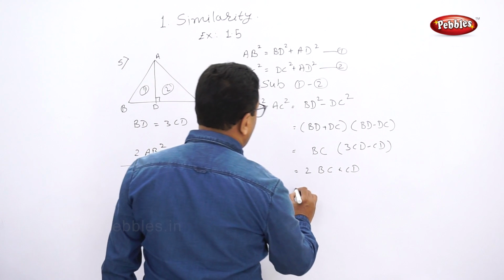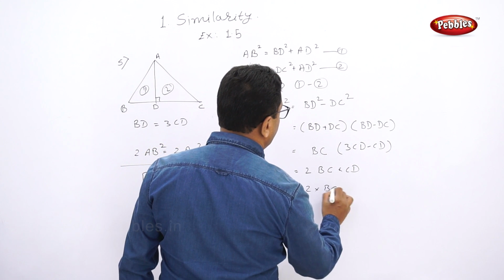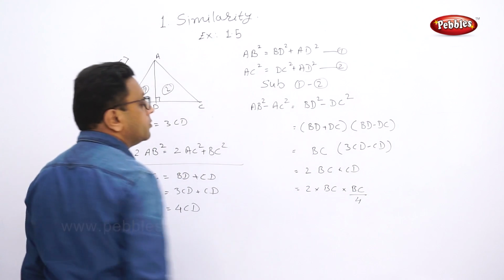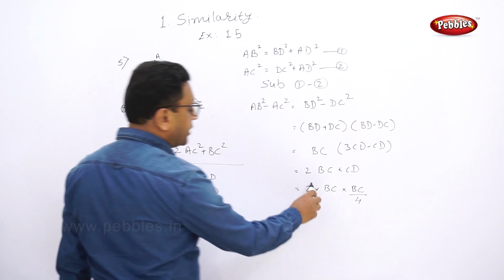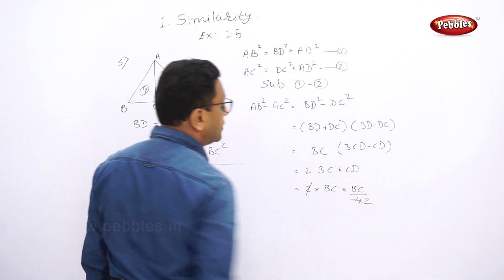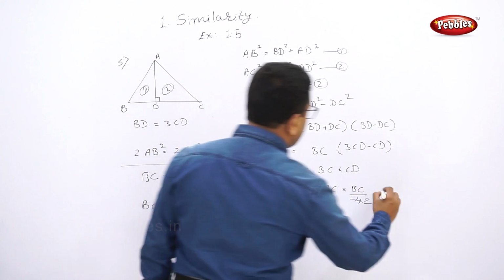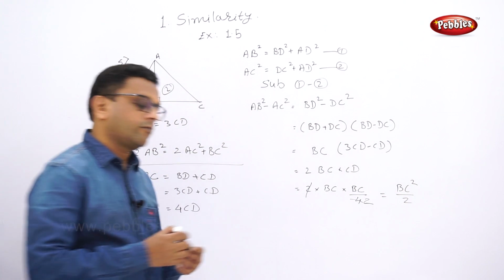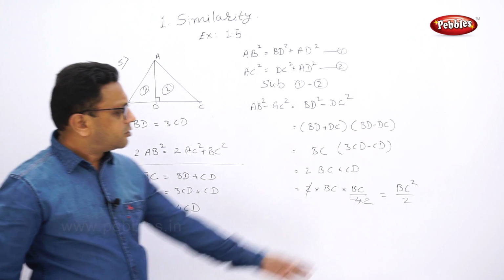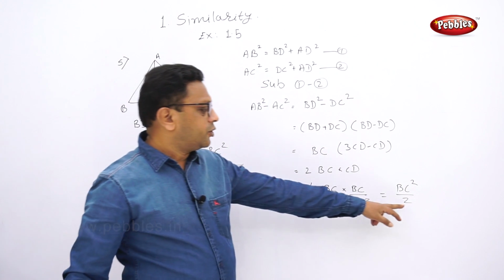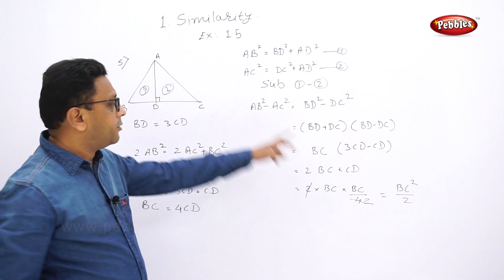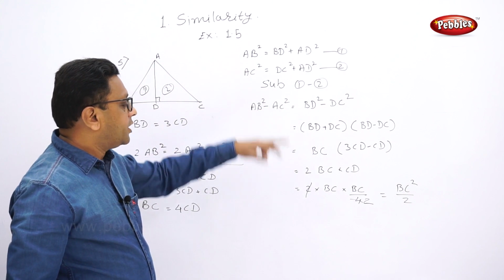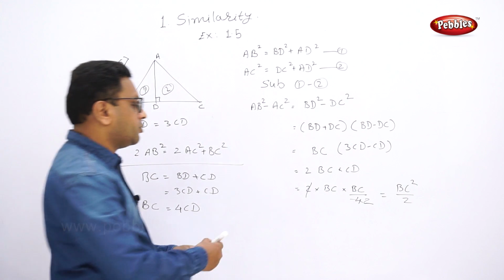So here I will get 2 into BC upon 4. These two will get cancelled. So we have BC square by 2. Correct? Now just transfer that, or the cross multiplication. This 2 is the denominator here. It will go as a numerator and it will be 2AB square minus 2AC square is equal to BC square.